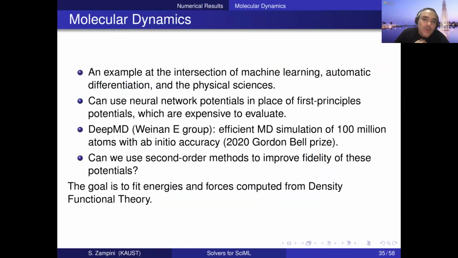Then we said, okay, why don't we try something else: use Gauss-Newton to improve results coming from molecular dynamics simulations. The reason people want to use machine learning techniques in molecular dynamics is that the potentials needed to actually do the simulations are quite expensive to evaluate.